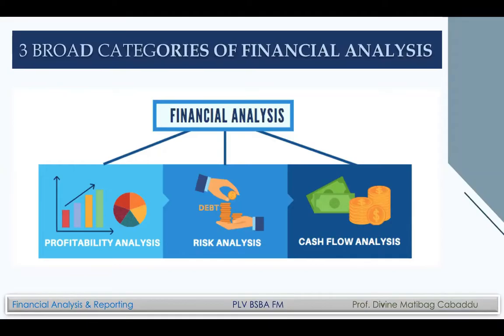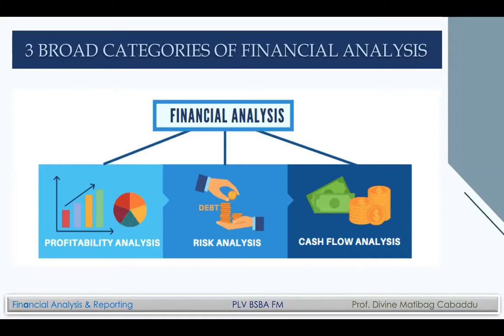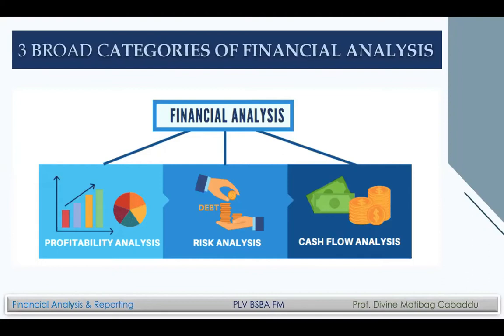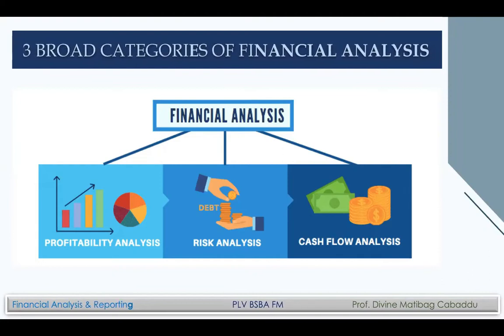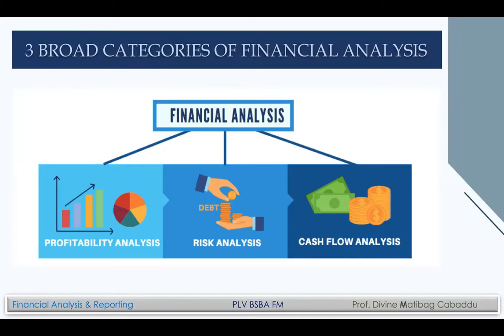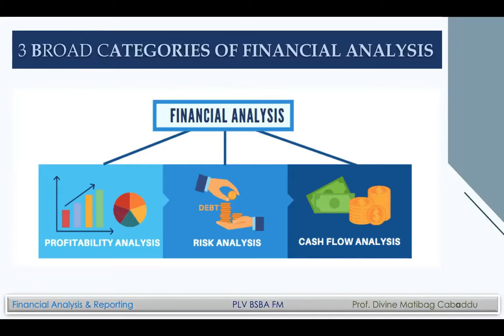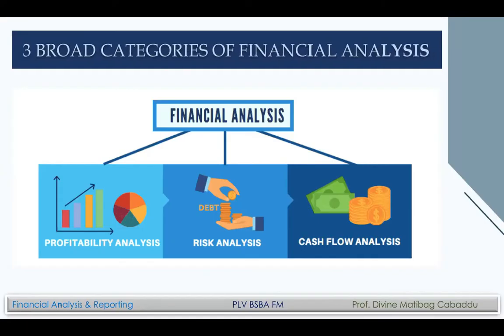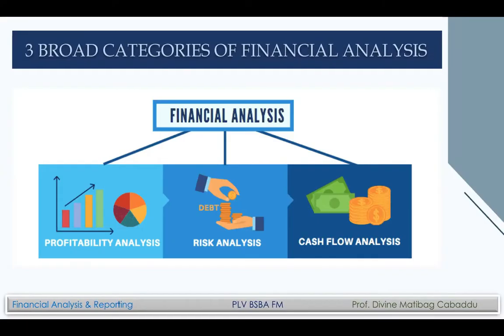So how solvent is the company? It means to say, does it have the ability to pay its current and maturing obligation? Or how stable is the company? Can it pay its debts just in case the company would opt to borrow money? Okay, so in risk analysis, all of that comes in.